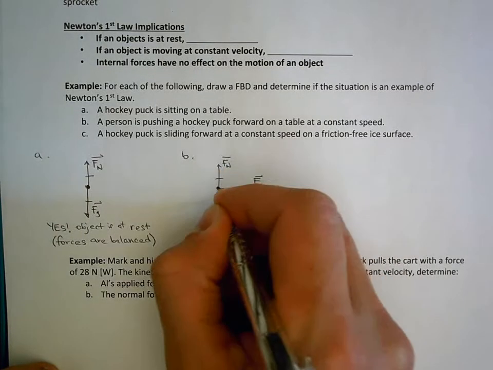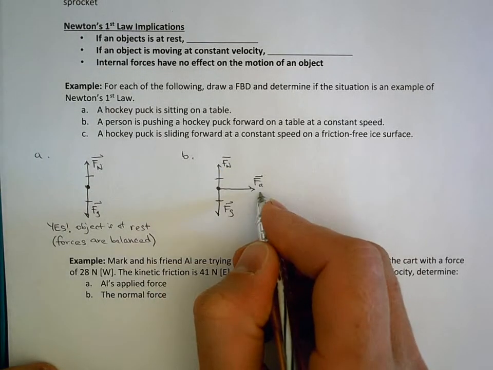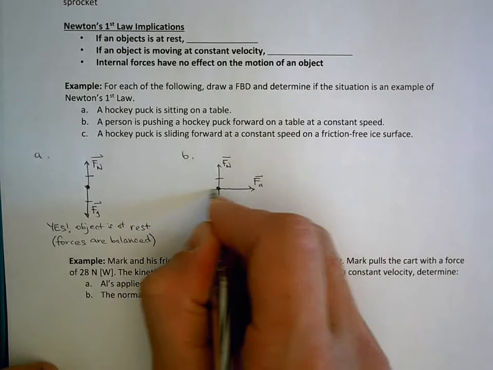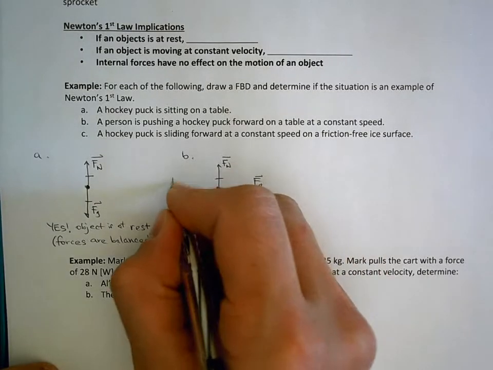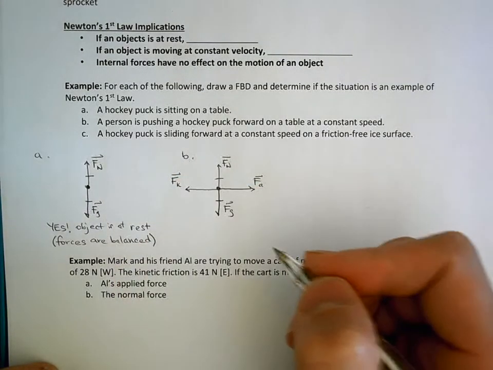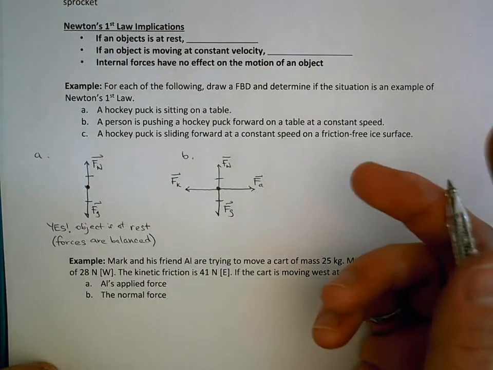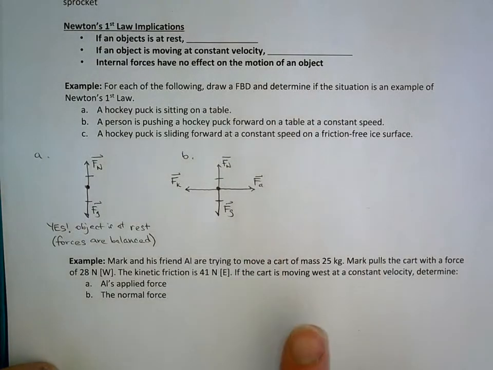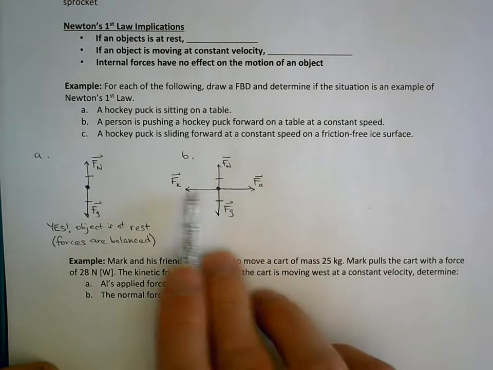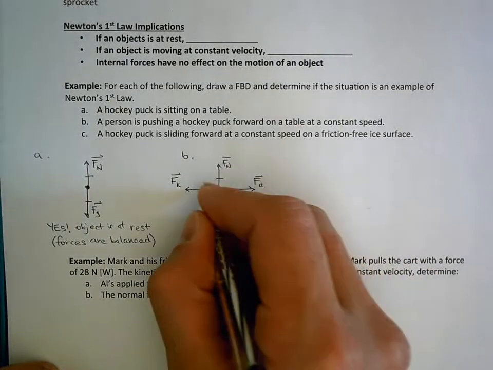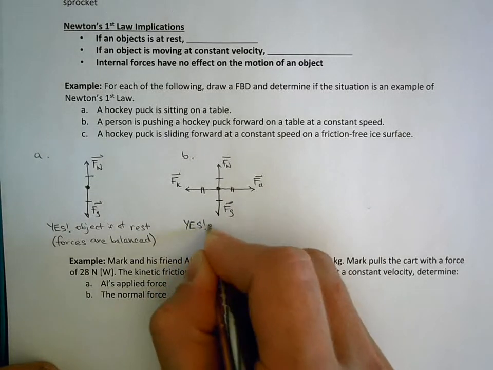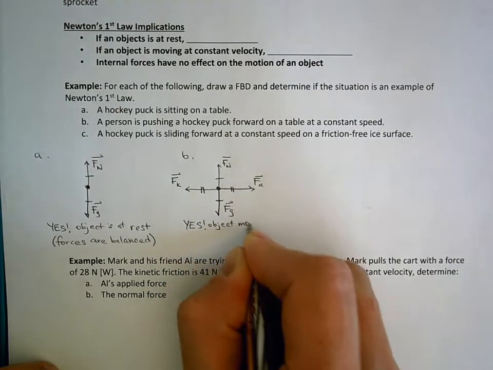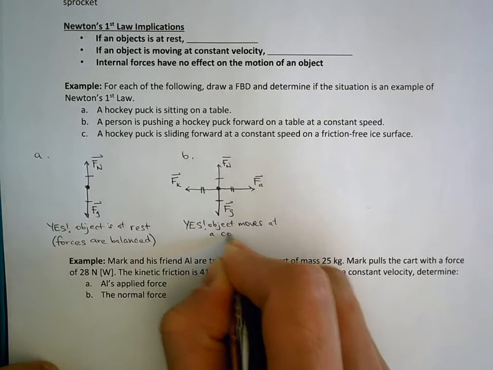Well, these two are balanced, but what's balancing the applied force? Well, there has to be something here. What force would oppose me? Well, it would have to be a kinetic friction force. You can imagine this, right? If there was a hockey puck on the table, I can push it at a constant speed. I can push it at a speed that will ensure that the friction and my applied force balance perfectly. So yes, the object moves at a constant speed.